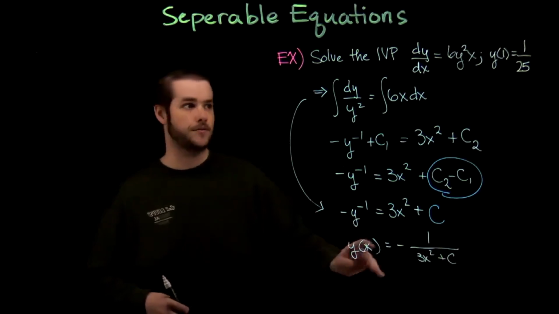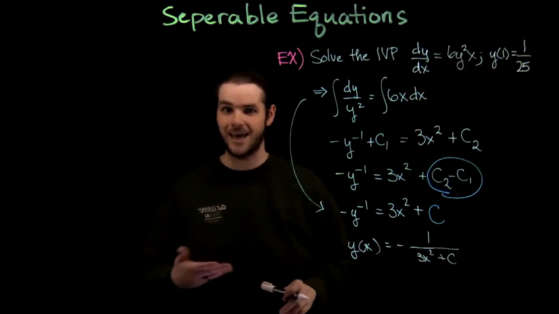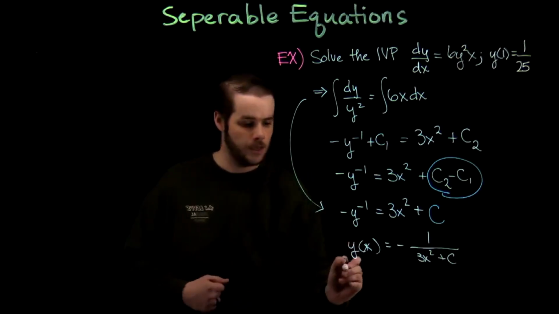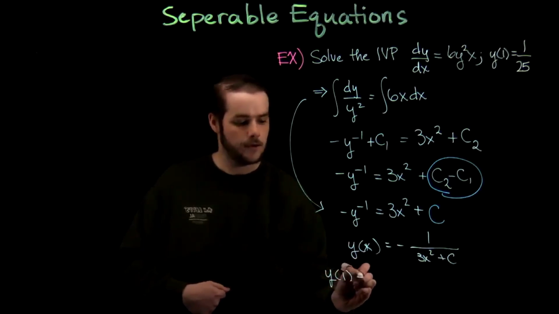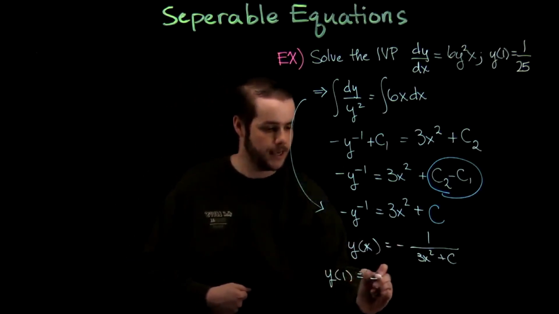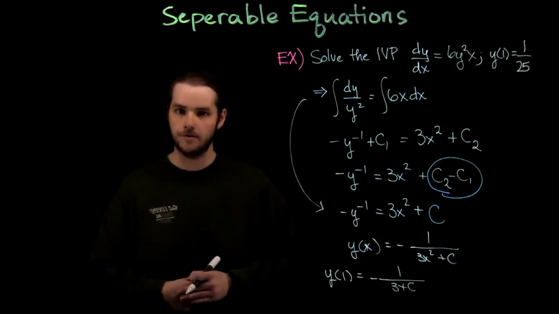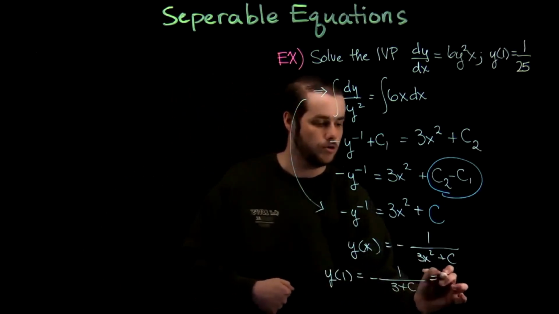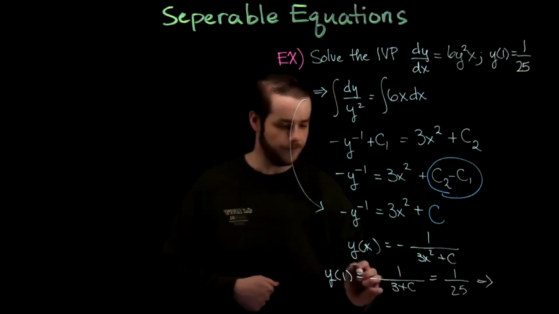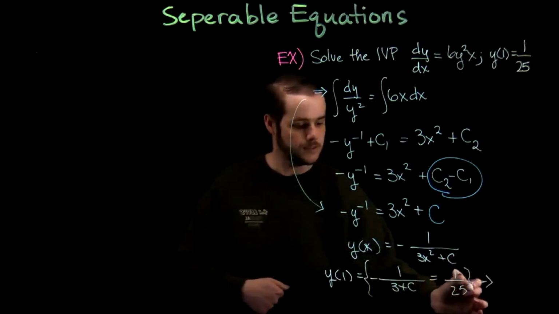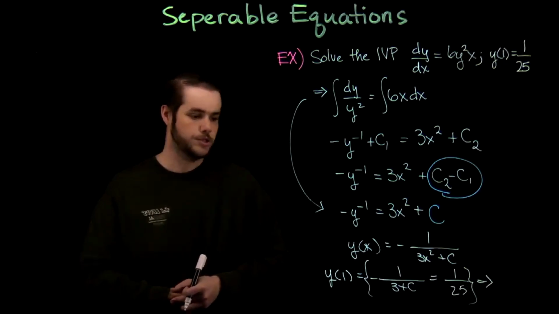Now, we're almost done. That solves this equation, but it doesn't solve the initial value problem because I haven't applied my initial condition yet. If I look at y of 1, according to my form, I get negative 1 over 3 plus c. But my initial value tells me that that should equal 1/25. This information altogether, if I just look at this piece, tells me that negative 3 plus c should equal 25.